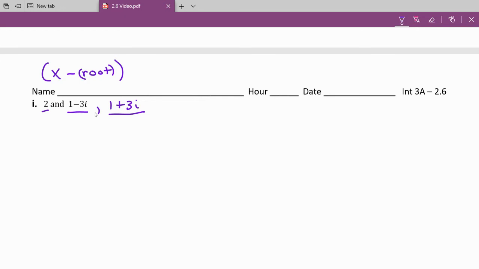So when we have a binomial root, let's start out with f of x equals 2. It comes from a factor of x minus 2. But here's where this gets interesting now. It's going to be x minus the binomial 1 minus 3i. So x minus this binomial root is what it looks like. And then another factor of x minus this binomial root, which is 1 plus 3i.